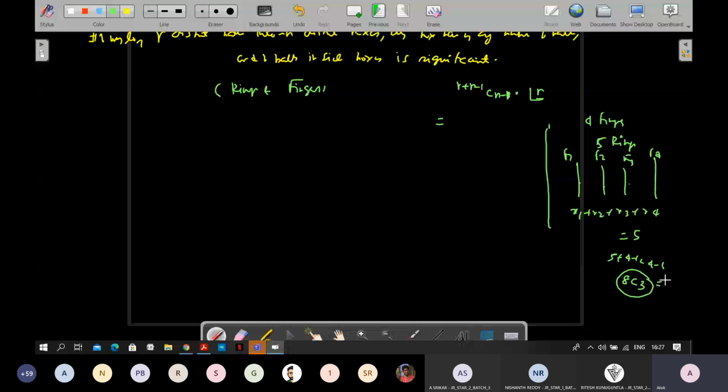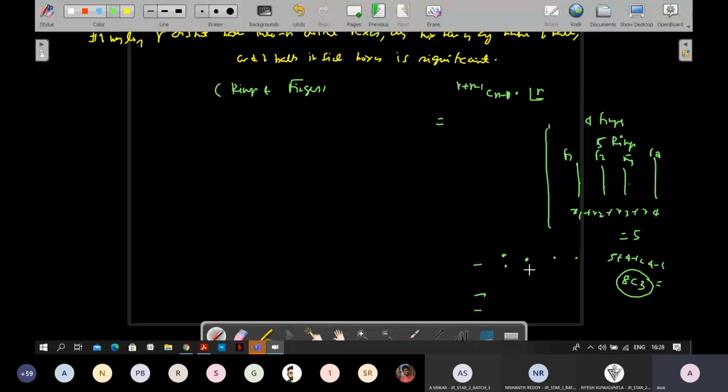Say one arrangement will be, suppose you have decided that here 2 rings, here 2 rings, here 1 ring, here 1 ring. Like that you decide 2, 1, 3, 1, 4 or like that. Many cases are there. These are all cases.